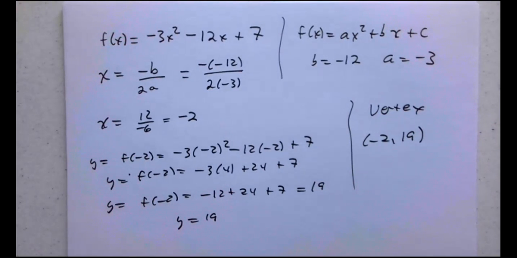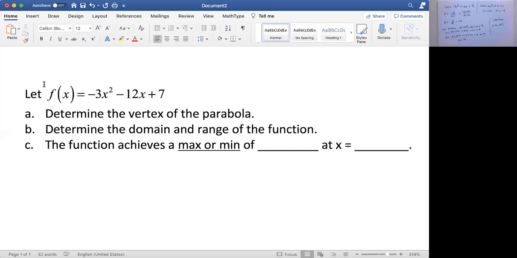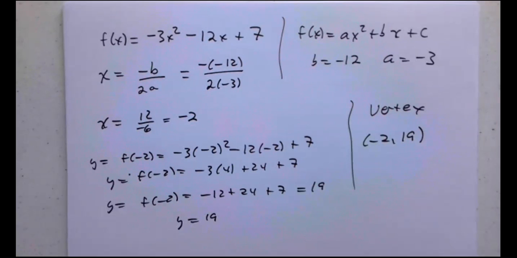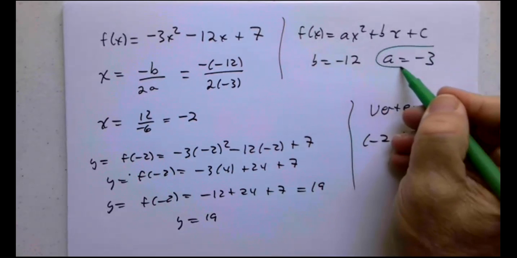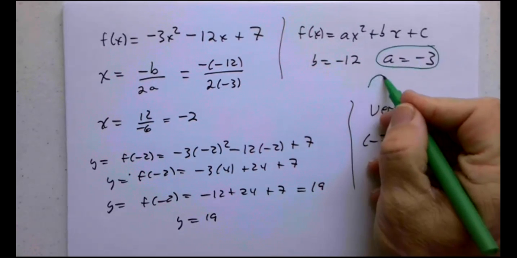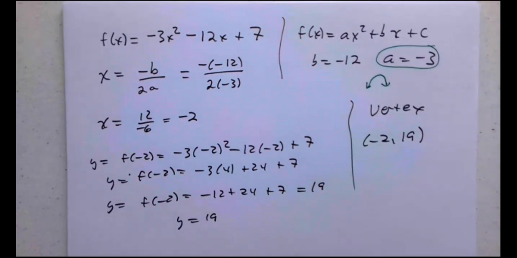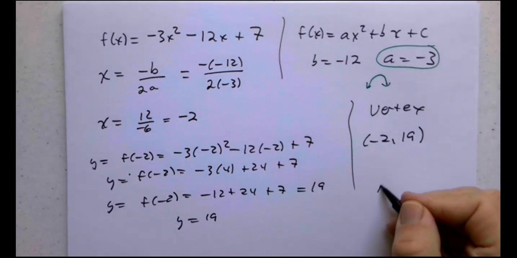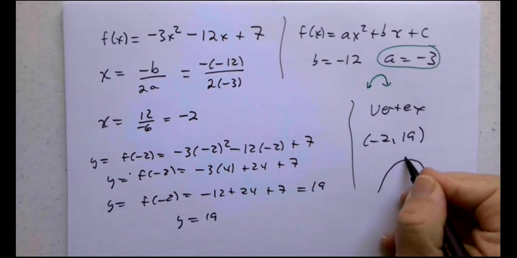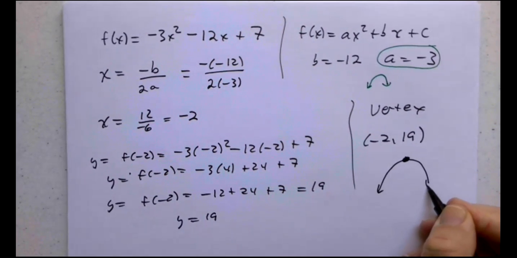Now, what were we supposed to answer? We want the domain and range of the function. We have the vertex. Fine. How about domain and range? Well, the fact that this is a negative gives us our idea in that the graph must be opening in a downwards way. So a is negative. If we have a quadratic function whose leading term is negative, we know it's going to be like that. So if that's our situation and this is negative 2, 19, what's our domain, what's our range? So we know this is the way that it's headed.